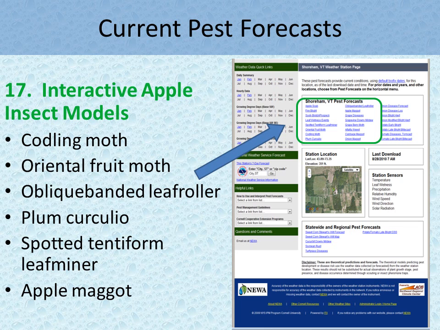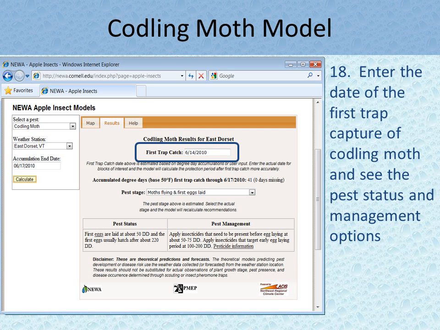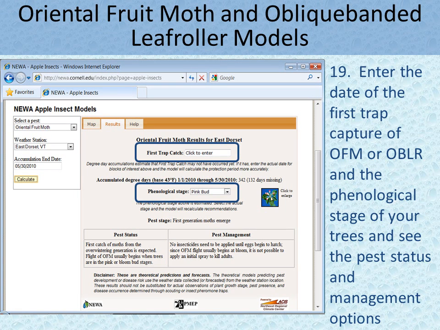NEWA also gives you resources for managing some key insect pests of apple, which you can get to on the station page you chose close to your site. For the codling moth model, if you enter the date you catch your first moth in a trap, the model will show you the pest status and some management options. A similar model is available for oriental fruit moth and obliquebanded leafroller. If you enter the date of your first trap capture and the phenology stage of your trees, the model gives you the pest status and management options.